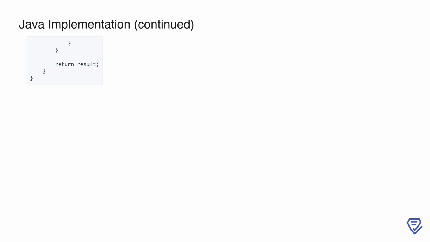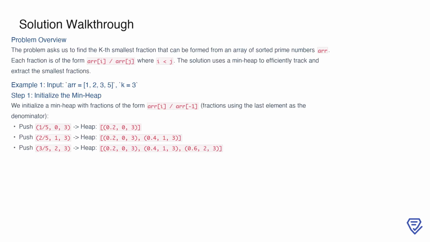To solve this problem, we aim to find the kth smallest fraction that can be formed using an array of sorted prime numbers. Each fraction is derived from two distinct indices i and j in the array, where i is less than j. To efficiently track and retrieve the smallest fractions, we use a min-heap data structure.